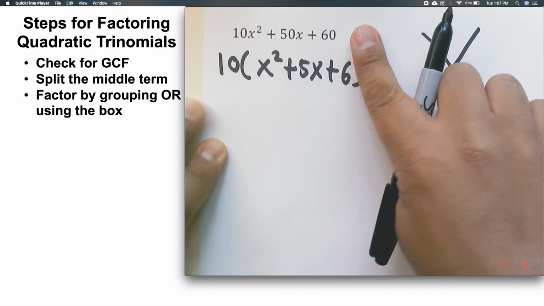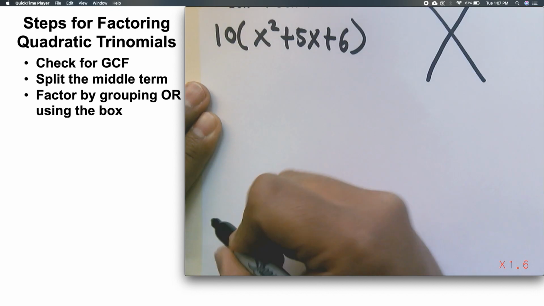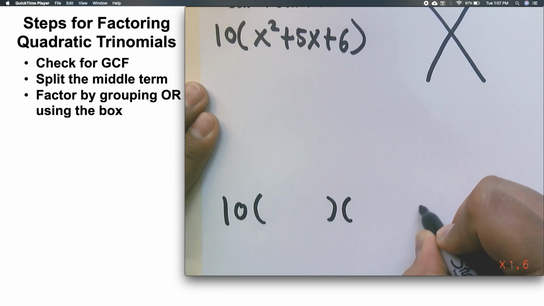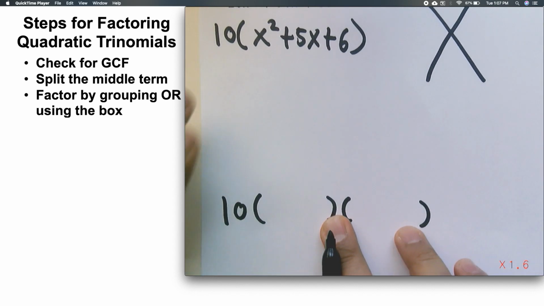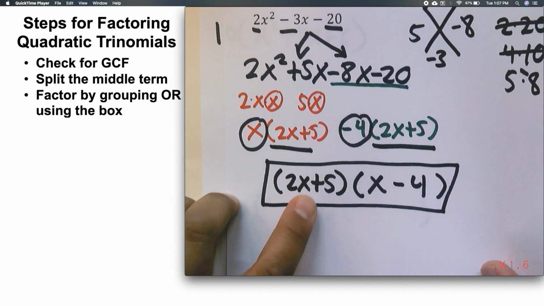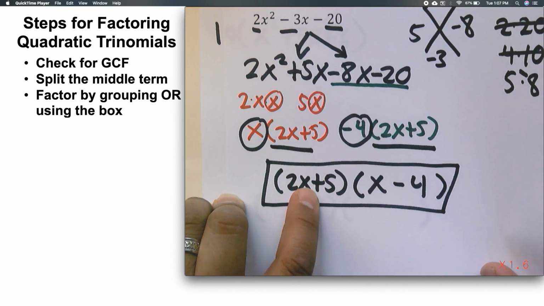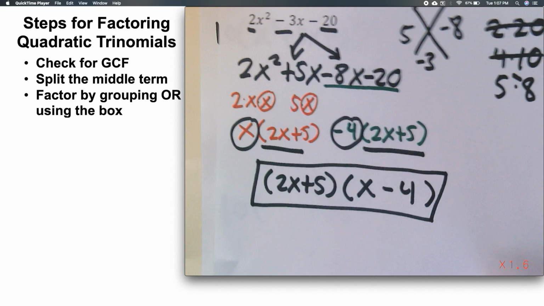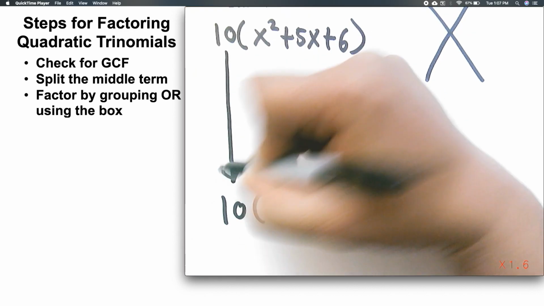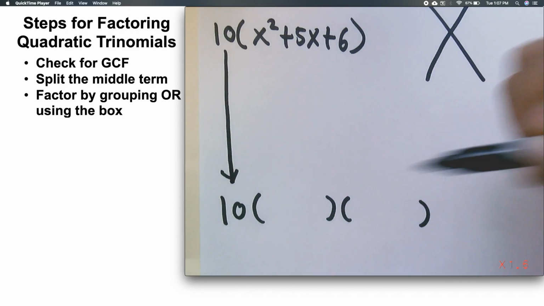I factored this out. So at the very end, I'm going to write 10, and then I'll just make 2 parentheses because I know that everything is ending up looking like this. If I look at my previous example and the ones that we did before, it was 2 sets of parentheses when I'm factoring this thing out. Okay, so I accounted for my 10. Just do that right away so you don't forget to write it in your answer.